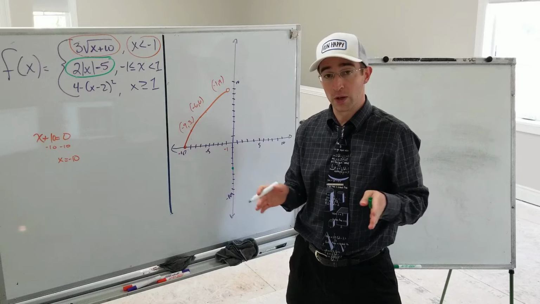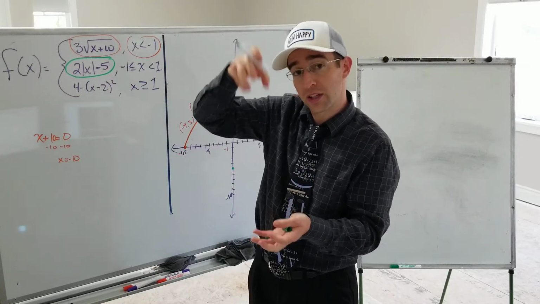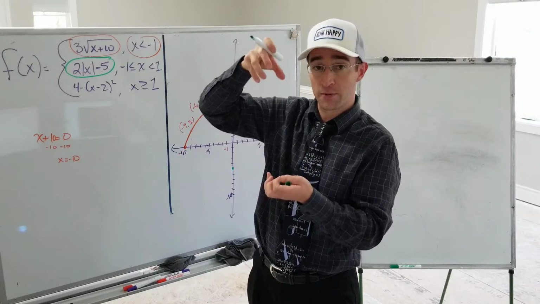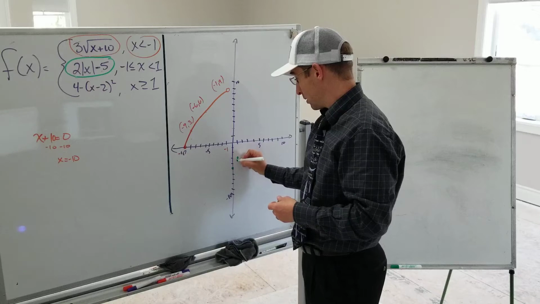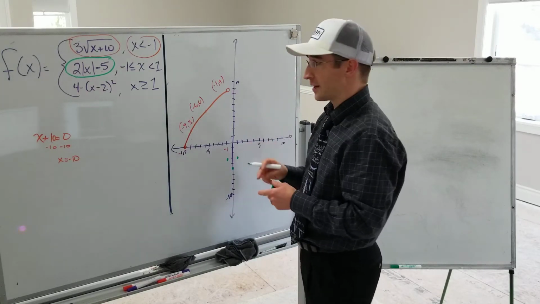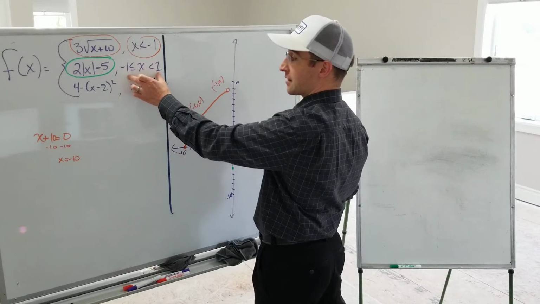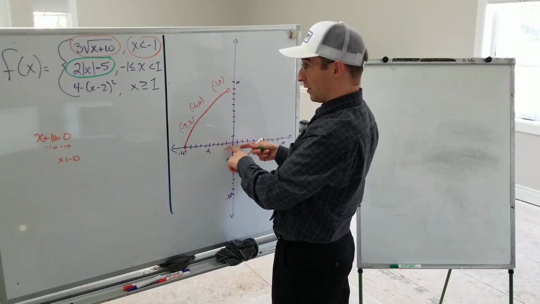Normally I'd go over 1, up 1, but because I have this 2 stretching it vertically, I'm going to multiply that distance from the vertex by 2. So I'm going to go over 1, up 2, left 1, up 2, and then I'm going to look at it and say, we've got to stop for these x's because I'm only between -1 and +1.